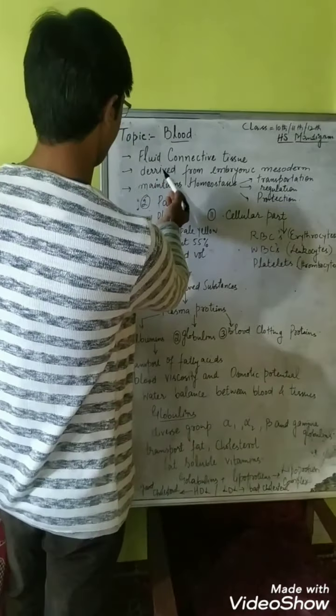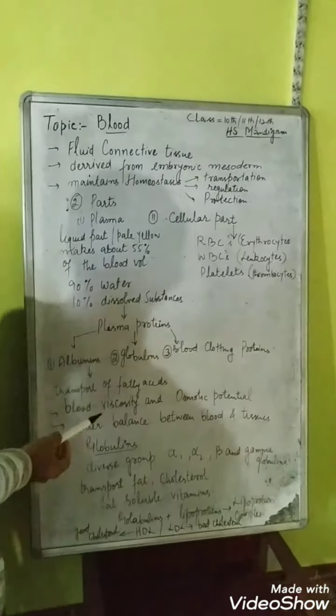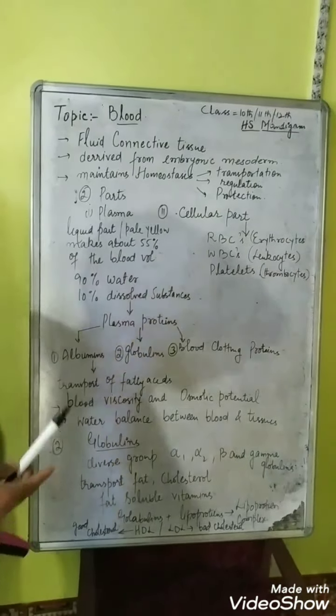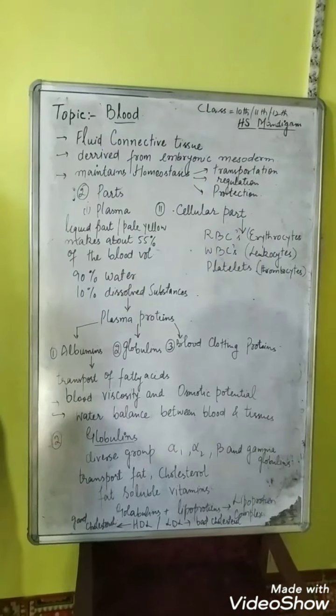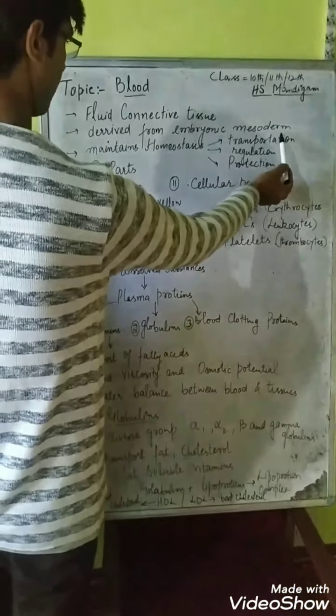Today let me teach you about an important topic, that is blood. Blood is a fluid connective tissue that flows in our blood vessels. It consists of two parts, plasma and the cellular part. It is derived from the embryonic mesoderm.